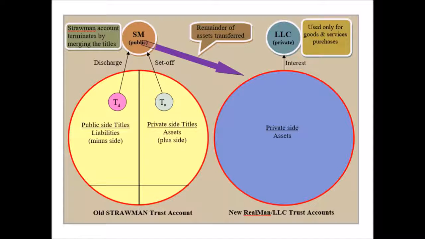And as long as you just use that interest to purchase goods and services, that the goods and services that you purchase are consumed by the real man held in private, as long as you don't conduct a business with that account, that new LLC, you won't be commingling your funds again, and you won't be creating any new debt. So in effect, you've taken care of the war debt, taken care of all past debts, and you've paid all present, and you've paid all future debts that may be in the future. And you've discharged them on the public side and set them off on the private side.